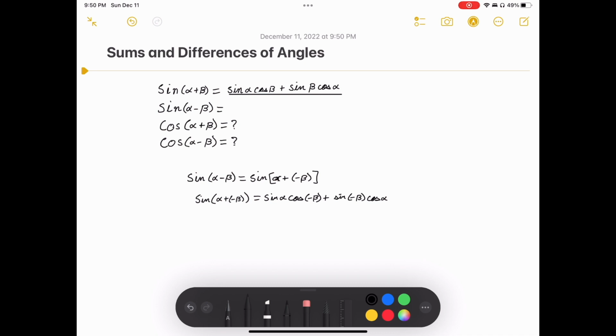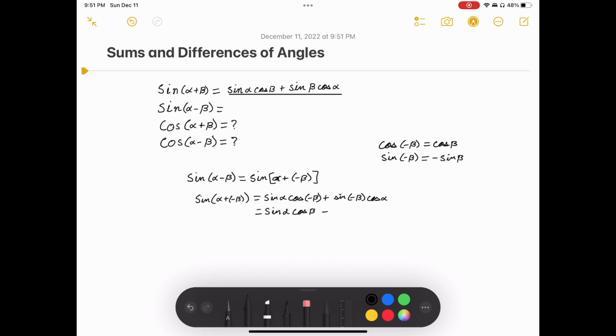So let's say sine of alpha plus negative beta is equal to the sine of alpha times the cosine of negative beta plus the sine of negative beta times the cosine of alpha. And remember that in our given equation up here, beta and alpha are simply placeholders. You can really replace those with any variables you want, which is why we can replace the beta with the negative beta.